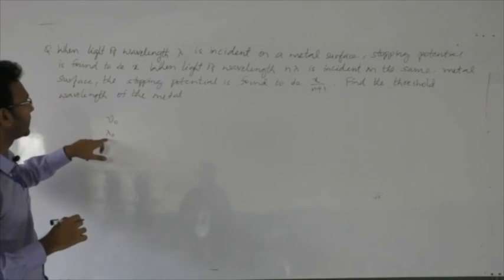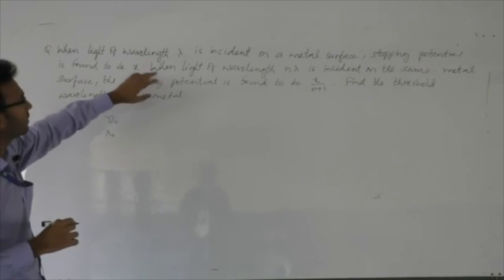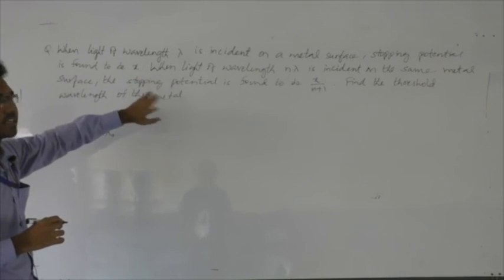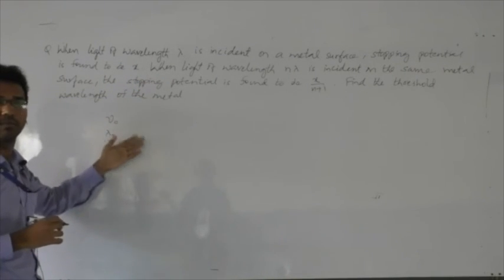So now we have to find this lambda naught. Two cases are given: when lambda is x, when n lambda is x by n plus 1. So we'll do this sum in the next lecture.